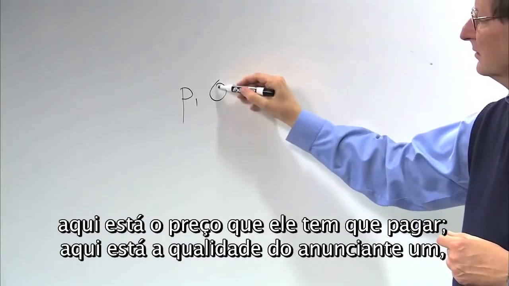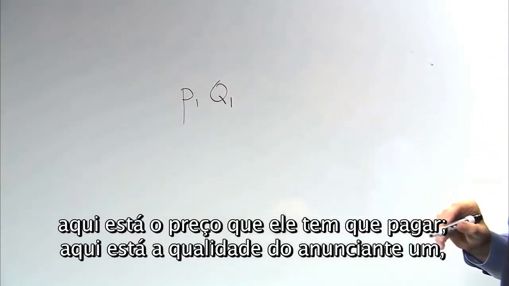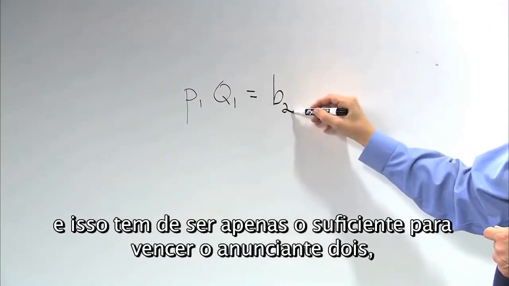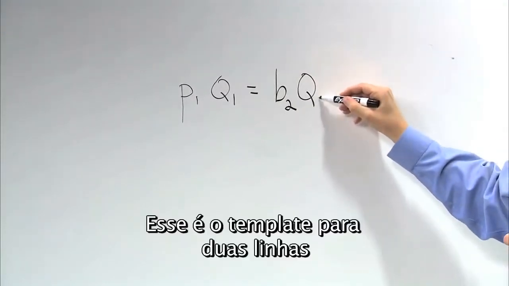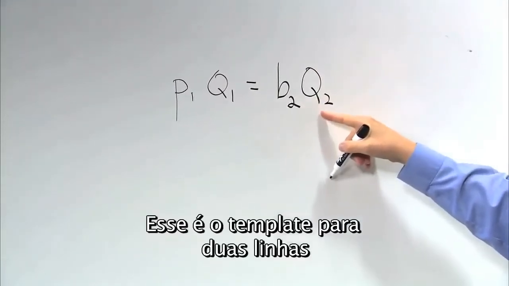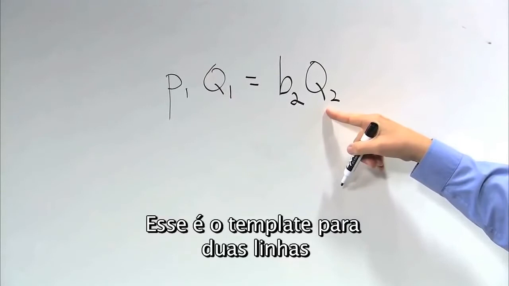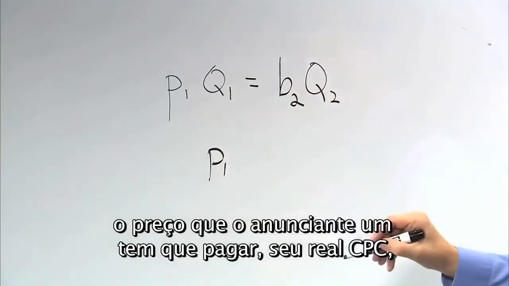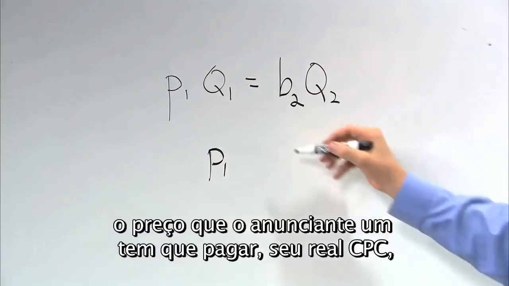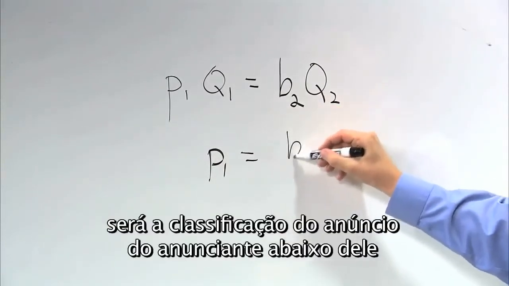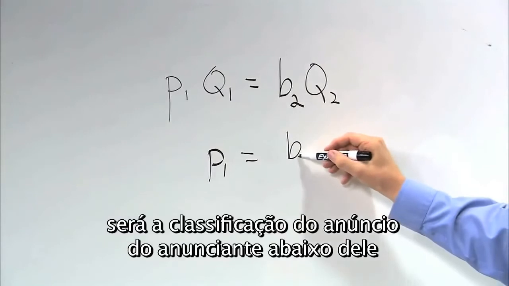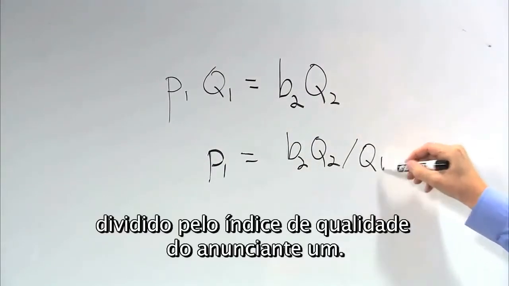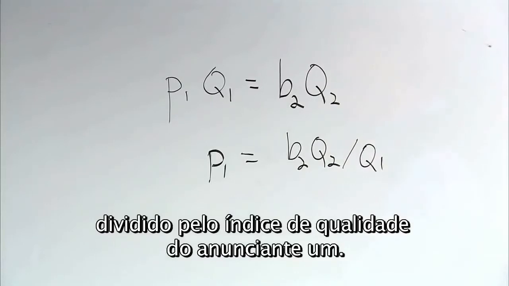the quality of advertiser 1, is going to be just enough to beat advertiser 2, who bids B2 and has quality level Q2. So if you solve that equation, the price that advertiser 1 has to pay, his actual CPC, is going to be the ad rank of the advertiser below him divided by the quality score of advertiser 1.